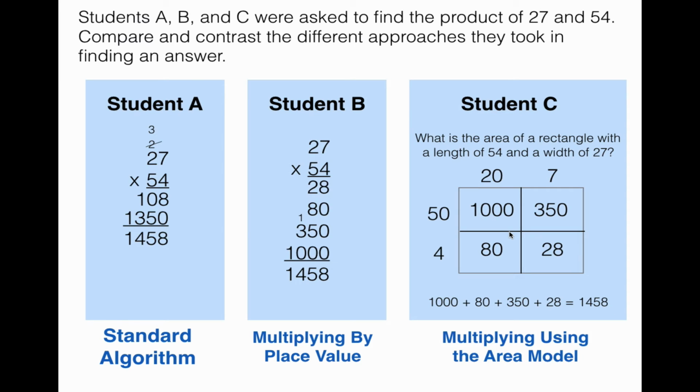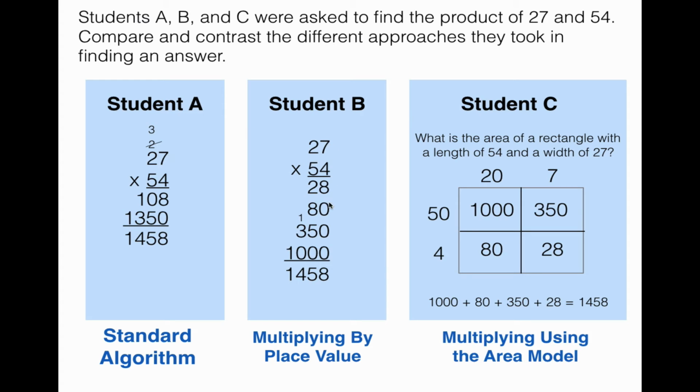So let's discuss which method would probably be the approach we should take if we wanted to multiply two values like 27 and 54. So the standard algorithm is definitely the quickest. We did the least amount of work, but it is the approach that is most far removed from what actual multiplication is. It's just a bunch of instructions that gets you the right answer.